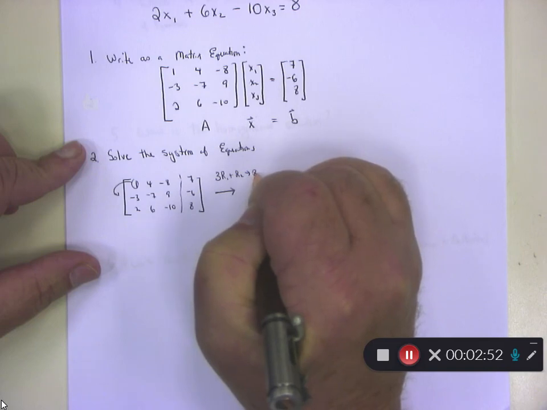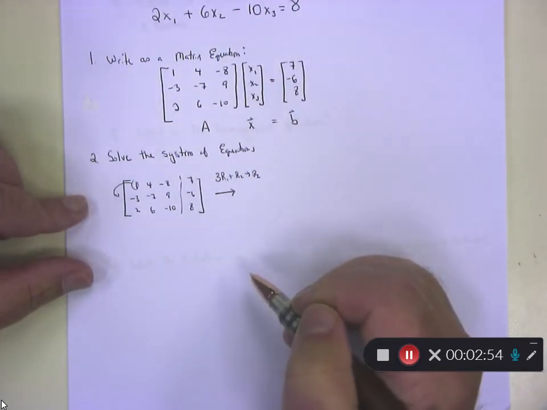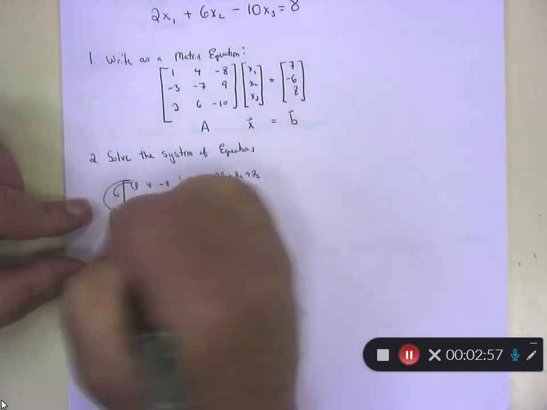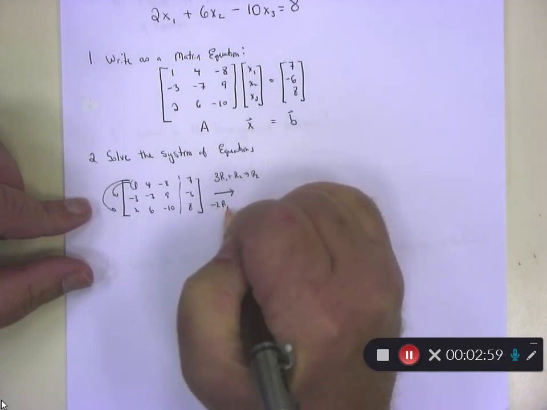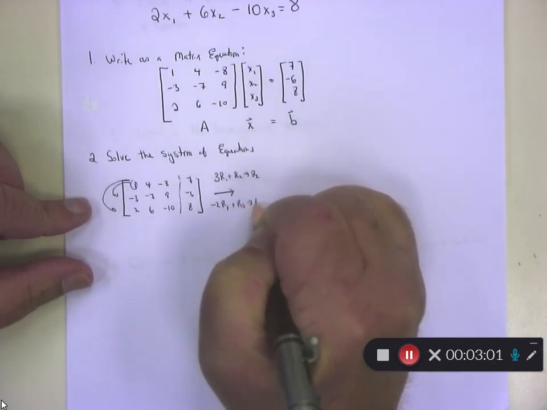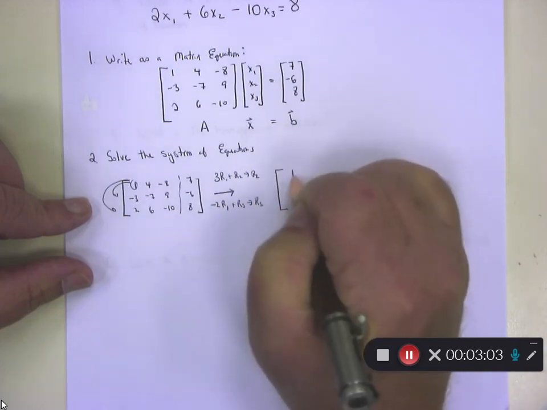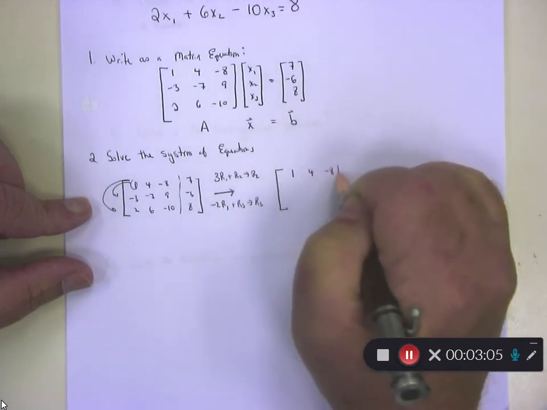And whatever you add is what you replace. So add row 2, replace row 2. And then I'm going to sweep down and do negative 2 times row 1. Add it to row 3, replace row 3. That's going to give me 1, 4, negative 8, augment with 7.